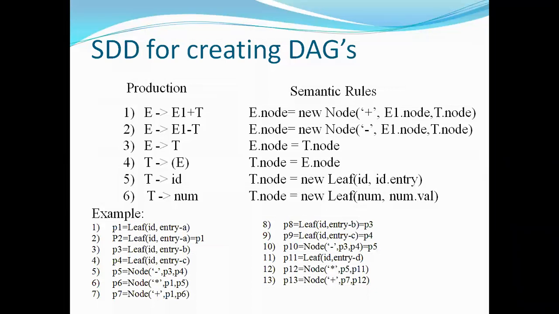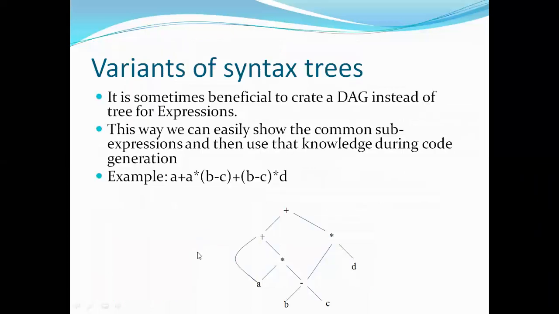For creating the DAGs, we are using the syntax directed definitions, and then I explained to you how to write the sequence of operations for the DAG. And the next thing is to represent a structure. That structure is nothing but a DAG structure. That means here we're having loops. This is nothing but a DAG representation. This is the DAG for the given expression A plus A into B minus C plus B minus C into D.